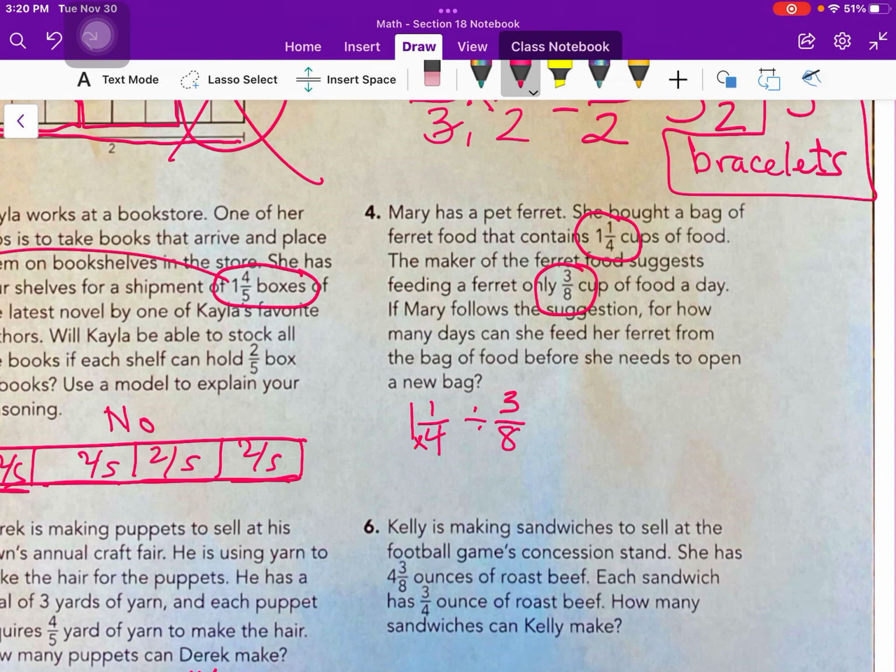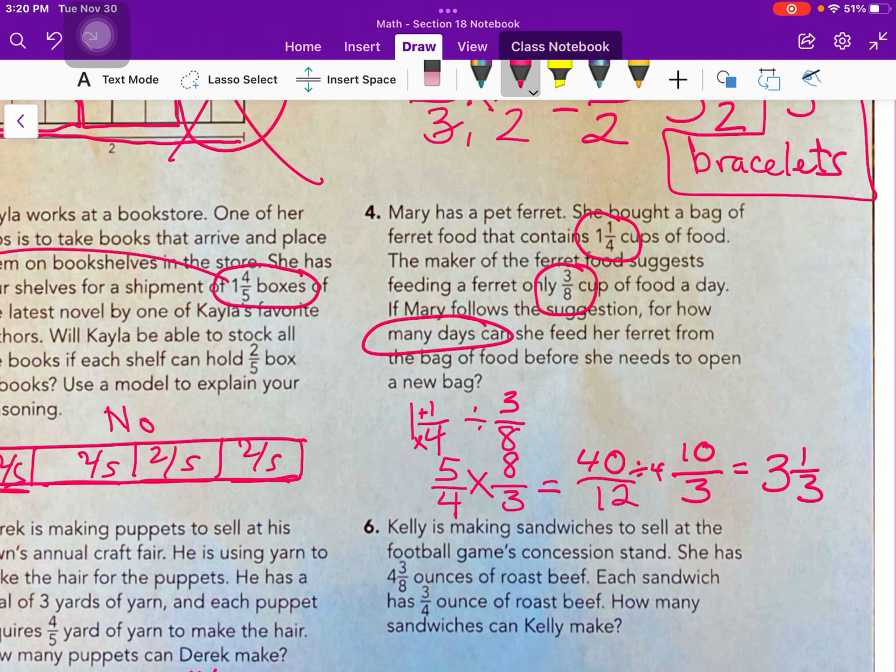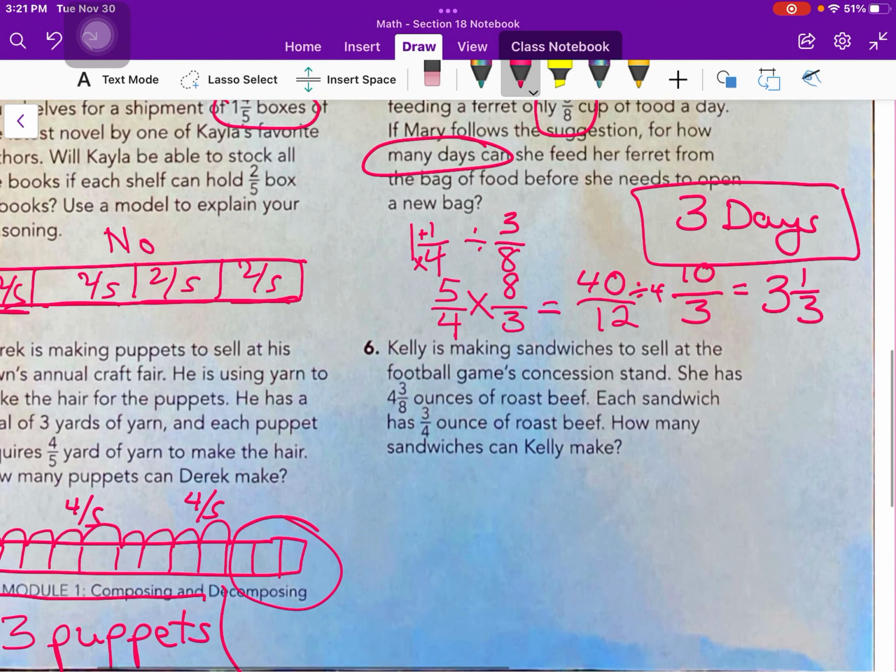Okay, so I'm going to change this to an improper fraction. 4 times 1 is 4, plus 1 is 5/4. I'm going to change my sign, and I'm going to flip my fraction. Let's see, I get 40/12, which I could simplify down. Let's see, I could divide them both by 4 and get 10/3, which then becomes 3 1/3. So how many days can she feed the ferret? Well, I can't count a partial day, so she can feed that ferret for 3 days. All about interpreting the remainder.